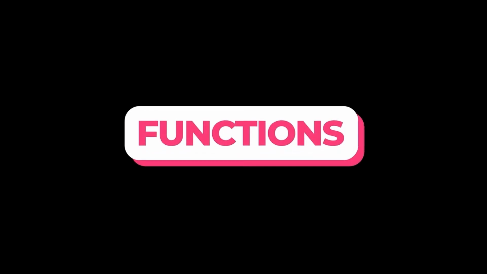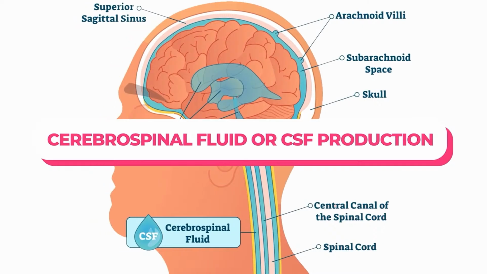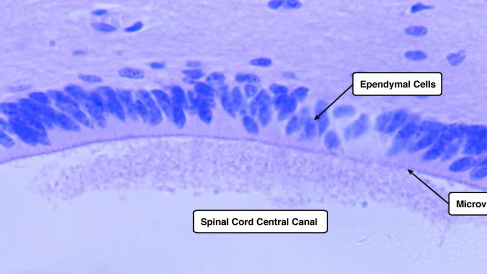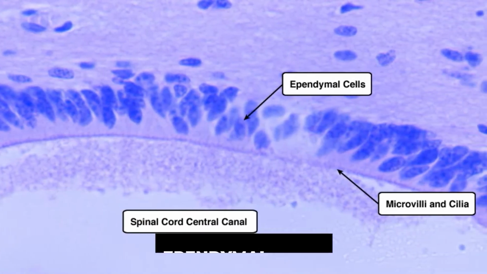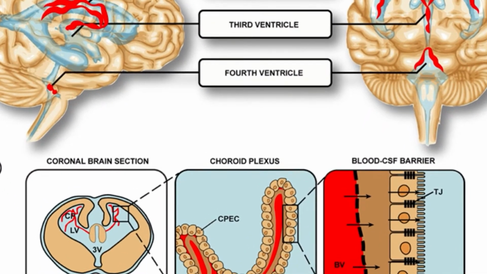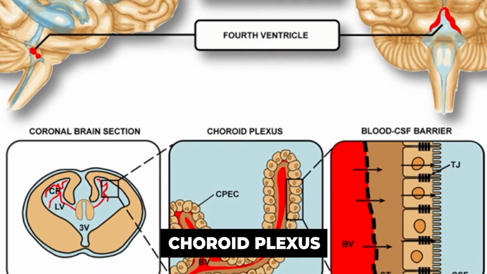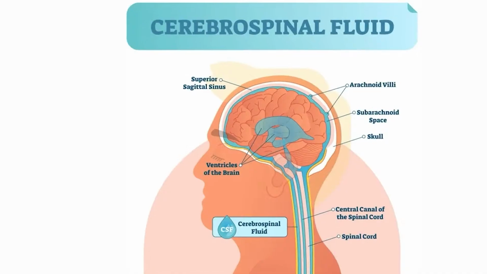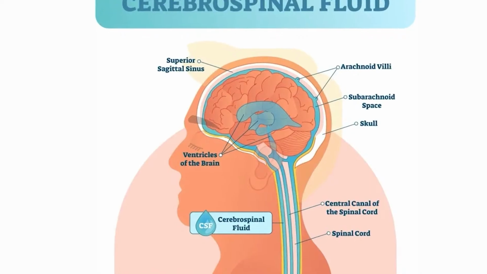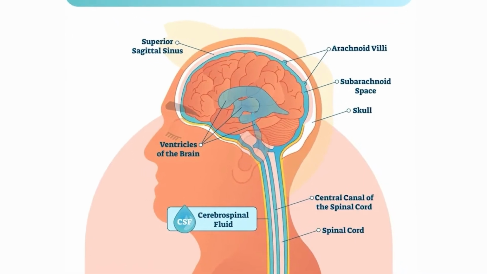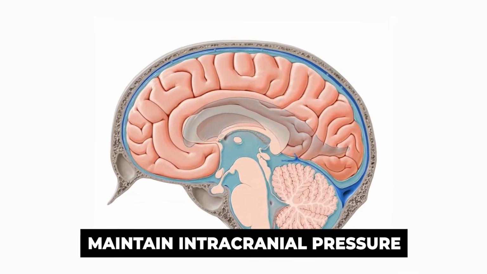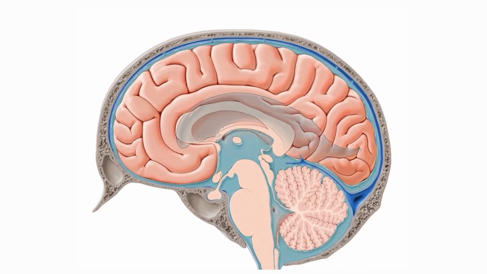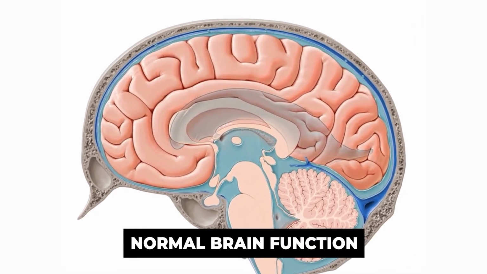Function. Cerebrospinal fluid or CSF production. The ventricles are lined by ependymal cells, and within the ventricles, specialized structures called choroid plexuses produce CSF. Brain protection. CSF acts as a cushion, providing a protective layer for the brain against trauma. The fluid also helps maintain intracranial pressure, which is crucial for normal brain function.